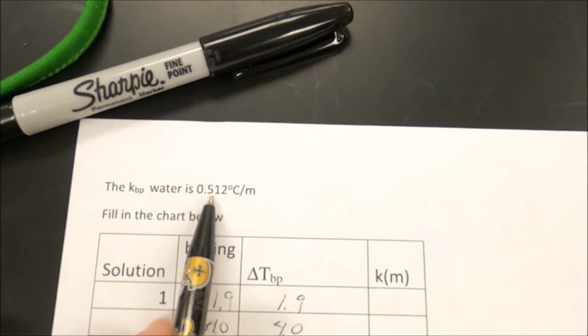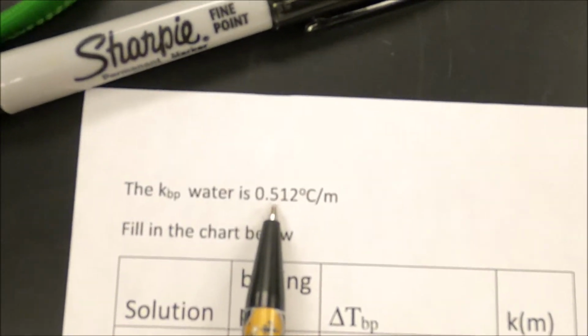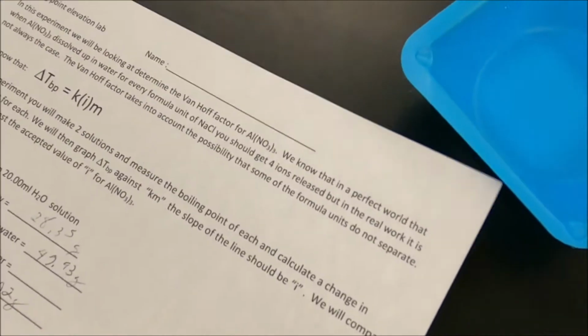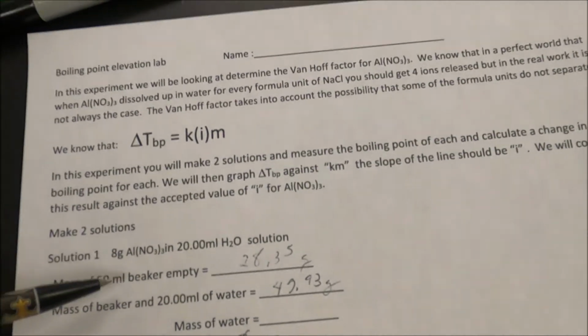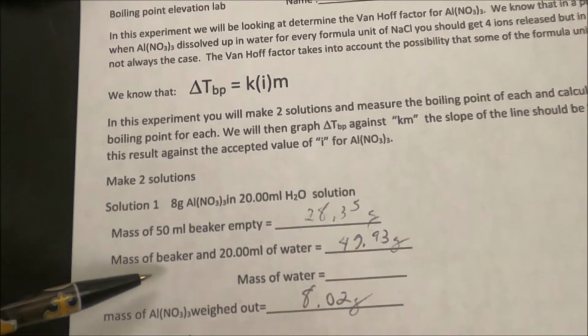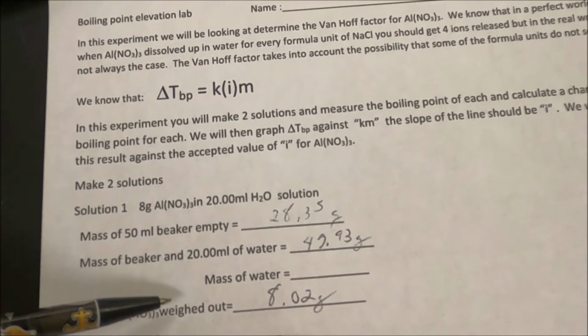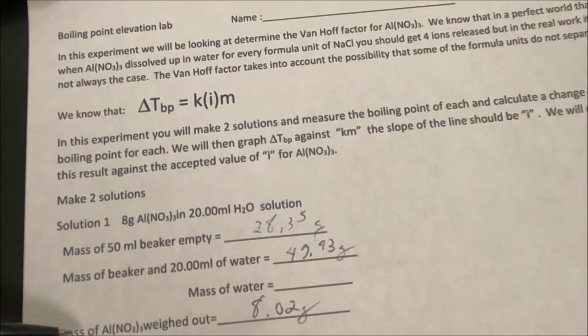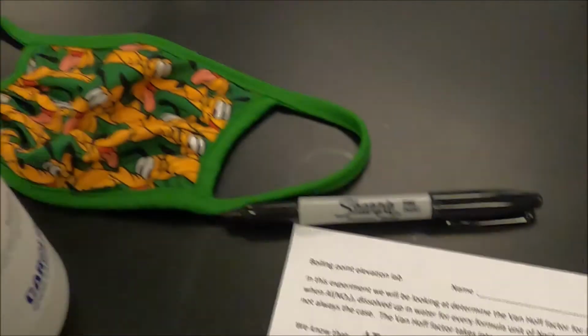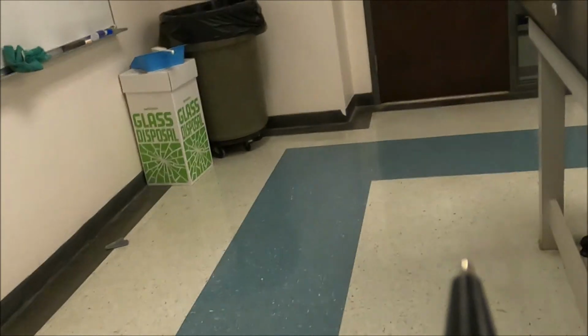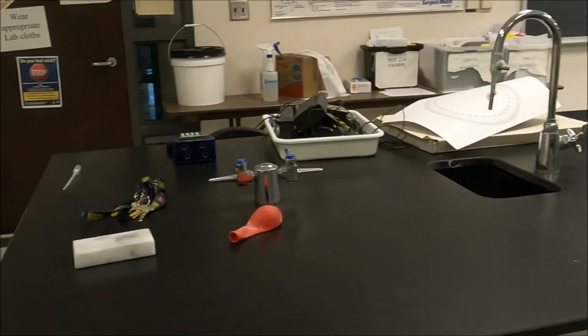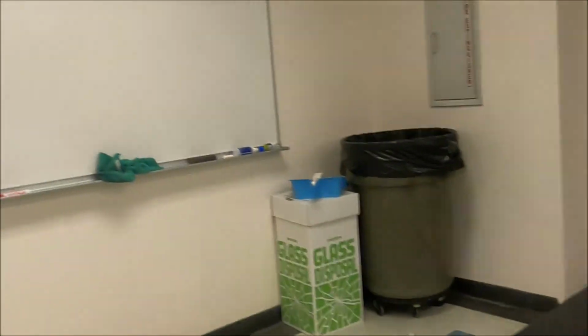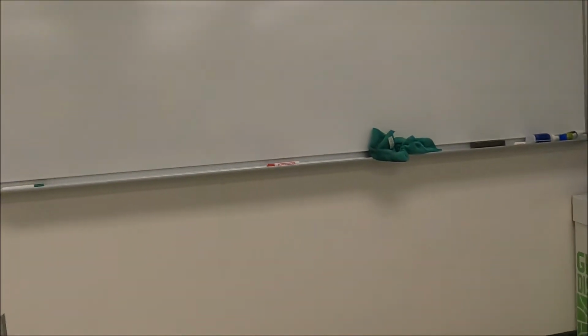is the boiling point constant, is given to you in your lab. And your molality, you're going to calculate based on your mass of water, okay, and your mass of aluminum nitrate. Now, we're going to look at the board here for a second. Okay.